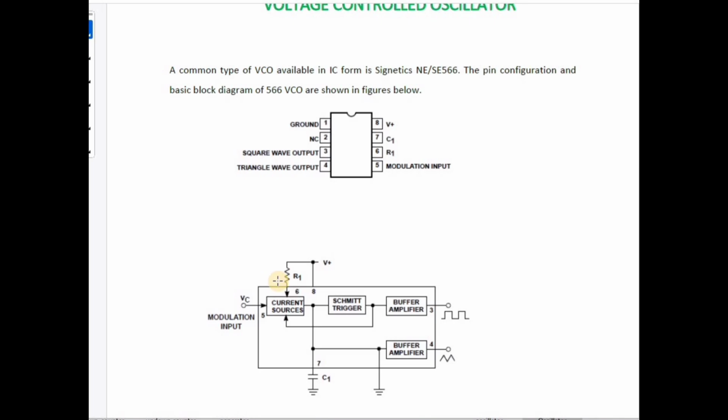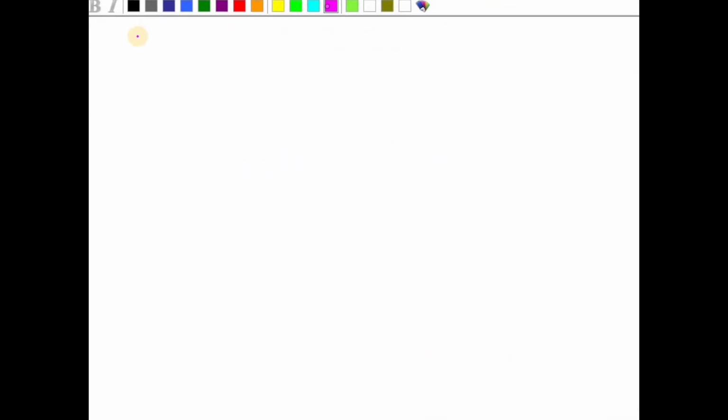Based on the value of the VC, the frequency will be changing. So it is used in applications called frequency modulation and frequency shift keying, where the frequency needs to be controlled by means of the input voltage, that is called the control voltage. That is why it is called a voltage to frequency converter.